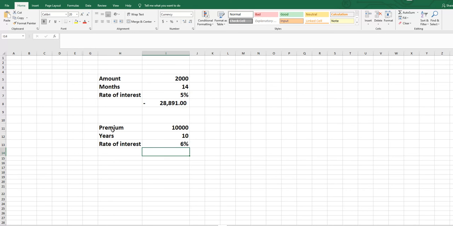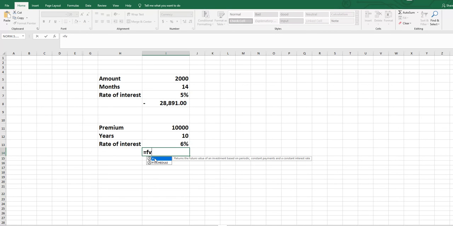Now this is another example. Suppose we are paying a premium, suppose we are taking life insurance and the company said that we have to pay 10,000 for the next 10 years. After that we will get 6% interest. So what amount will we get after 10 years? Again, it's a future value.